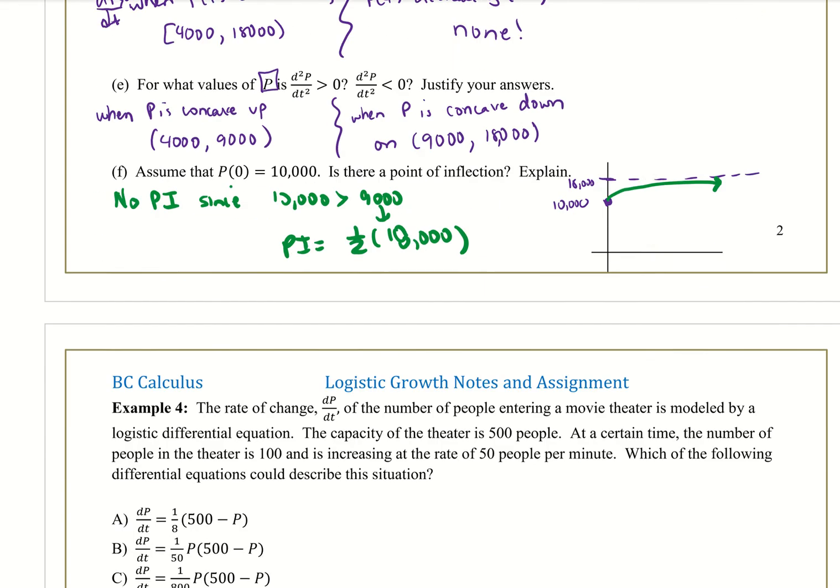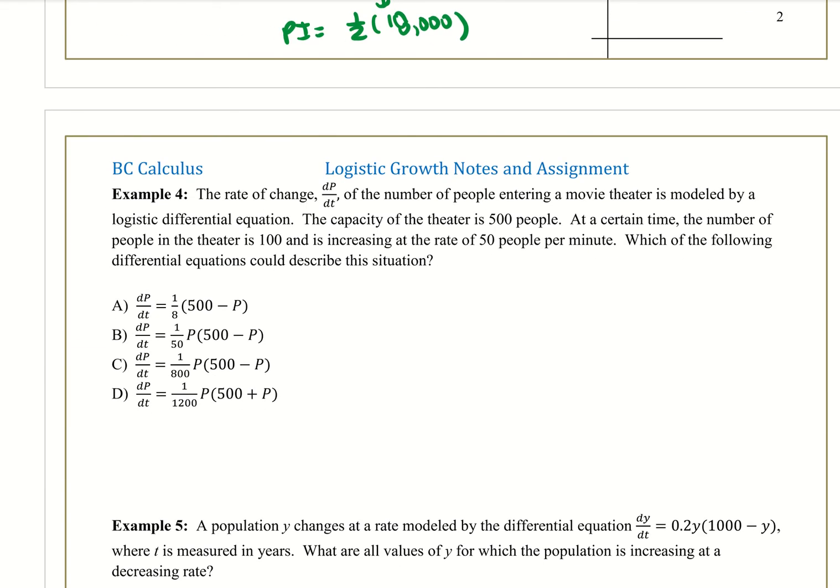All right, 2 more examples. Number 4. Why don't you pause the video and give this one a shot and then restart it when you're ready. All right, we are told the rate of change, dP/dt, of the number of people entering a movie theater is modeled by a logistic growth equation. The carrying capacity is 500, that's L. At a certain time, the number of people in the theater is 100. Okay. I don't know what time, I just know at a certain time. That is the population. And it's increasing.